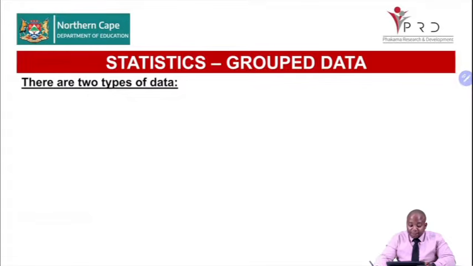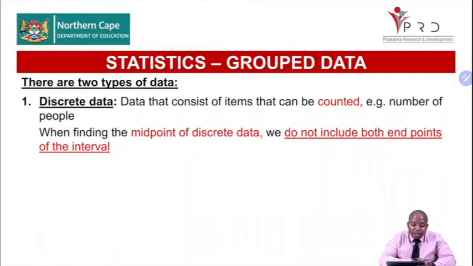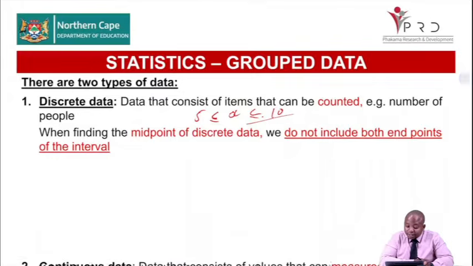Then for grouped data, we must now look at the 2 types of grouped data. We have discrete data. This is data that consists of items that can be counted, e.g. number of people. So when we're dealing with discrete data, we are looking at the number of people, for example, 1, 2, 3, 4, 5 people. When finding the midpoint of discrete data, we don't include both endpoints of the interval. So if, for example, we have 5x, then 10, then we are going to include those endpoints of that interval in that case.